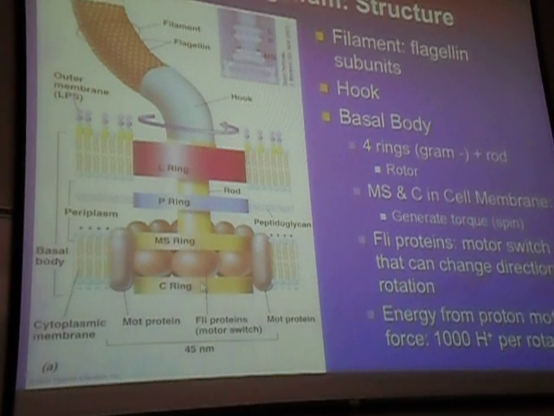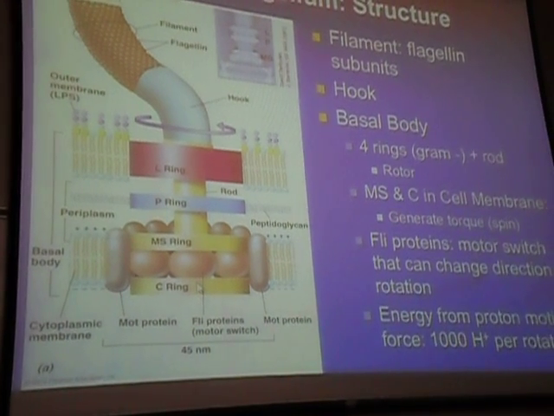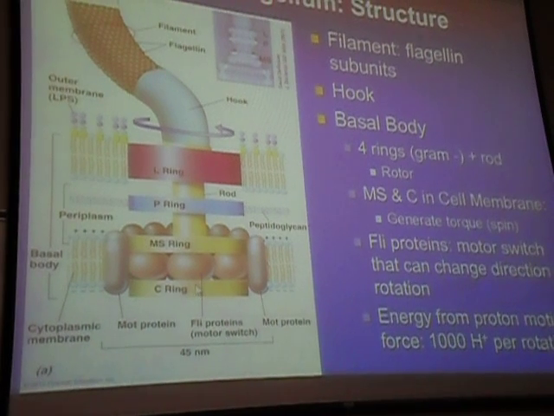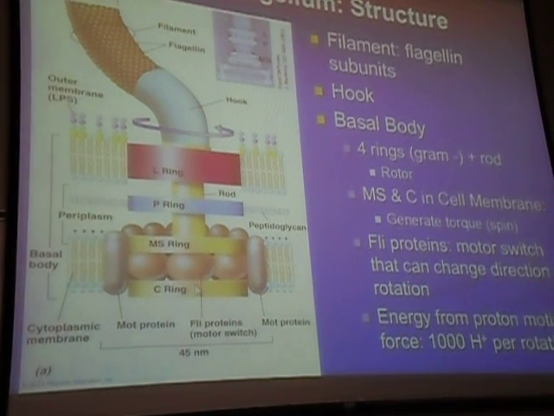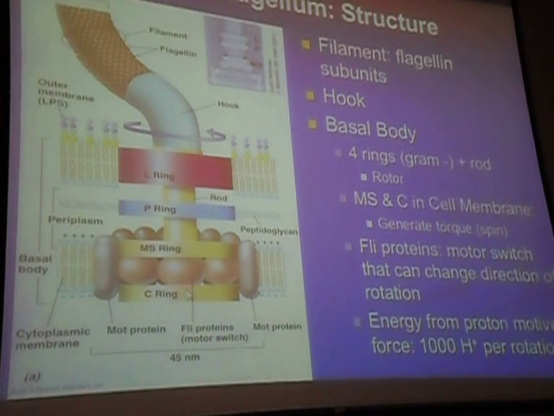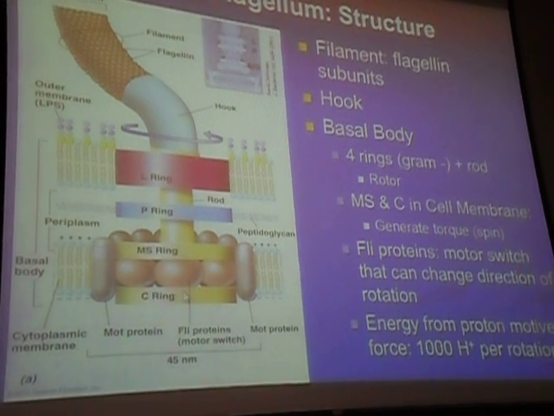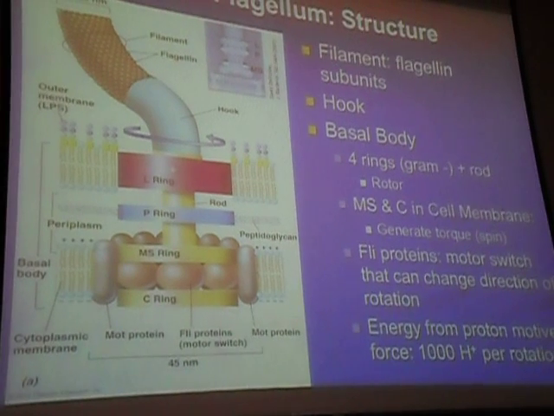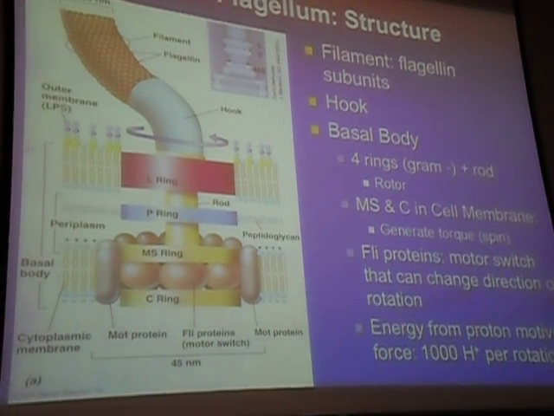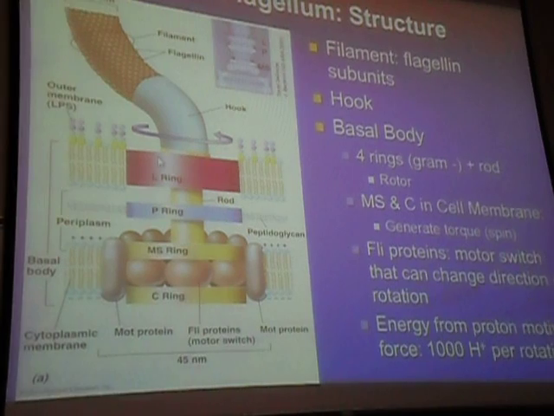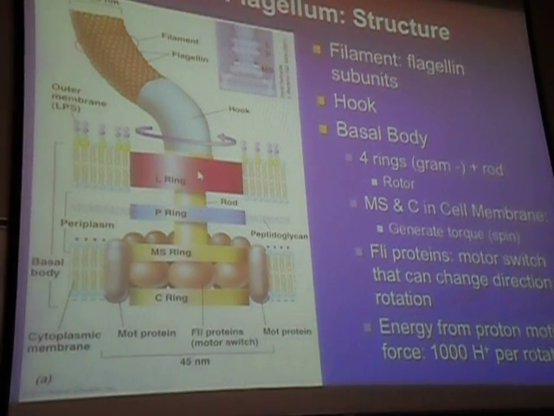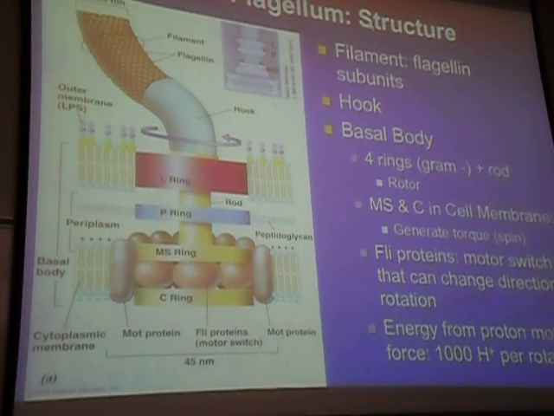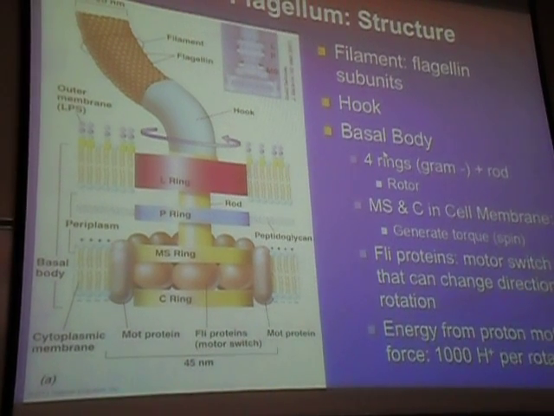Now, is it 4 rings in all microbes? Is this a gram positive or gram negative? Can you tell? Right. Why is it a gram negative? They have the LPS layer. It's a true periplasm. So this L ring that we see here is in the LPS layer, so we don't see it with gram positive. So you have at least 3 rings. In gram negatives, we have the 4 rings. Those 4 rings and the rod going through them are called the basal body, and that's the rotor.